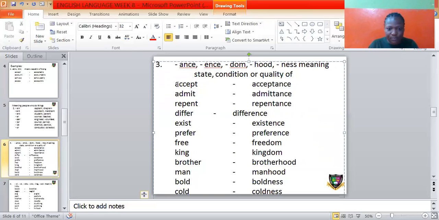Differ becomes difference. Exist becomes existence. Prefer becomes preference. Free becomes freedom. King becomes kingdom. Brother becomes brotherhood. Man becomes manhood. Bold becomes boldness. Cold becomes coldness. It's changing its part of speech. Let's look at other examples.